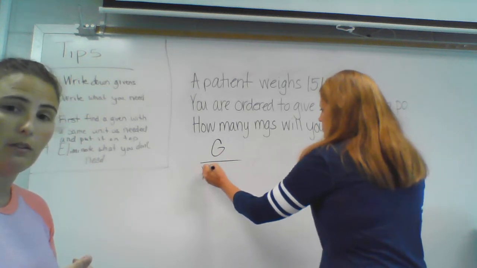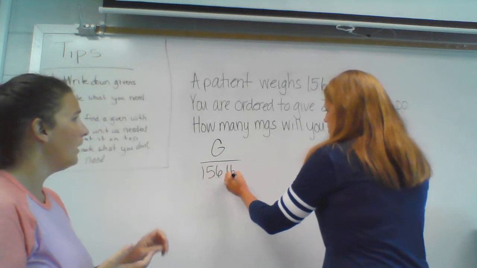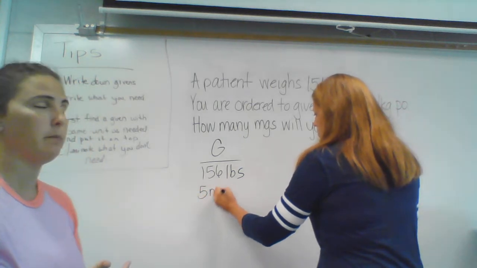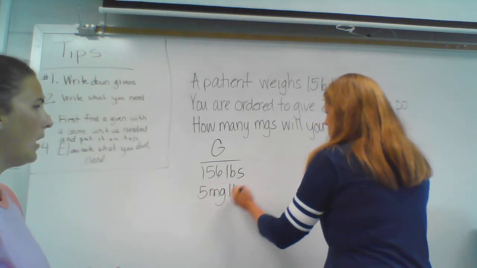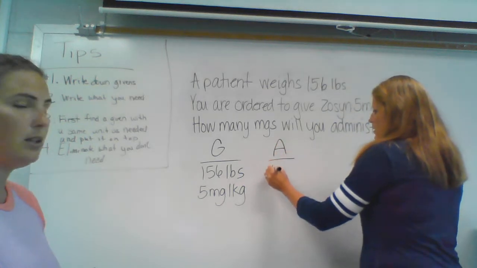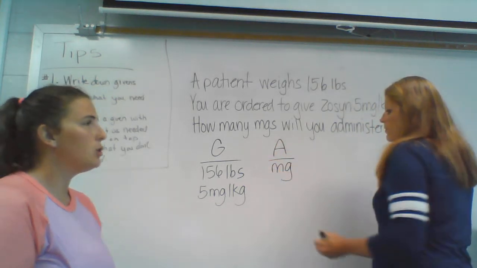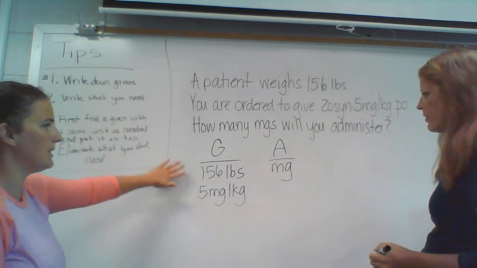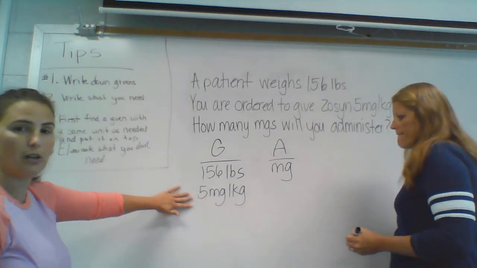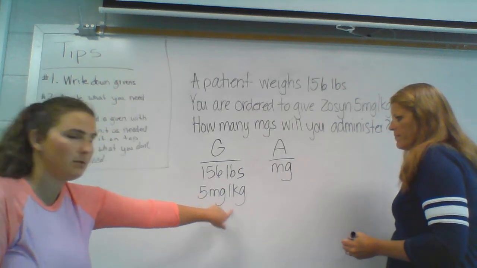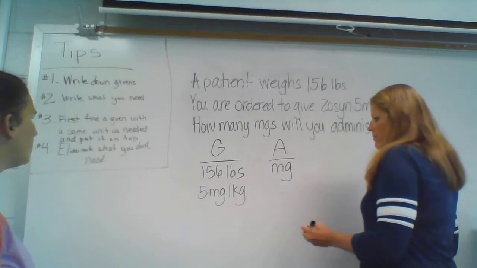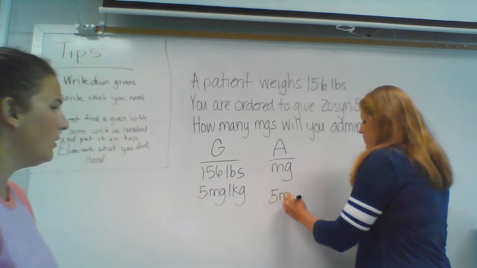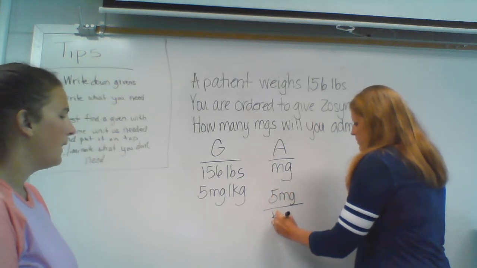We know she weighs 156 pounds. We know that we have a medication that comes in 5 milligrams per kilogram. So our answer is how many milligrams we're going to give. So we're going to set up our problem the exact same way. First, we're going to find a given with the same unit of measure as our answer, which is going to be the 5 milligrams per kilogram. And then we're going to make sure that we write it so that milligrams is on top. So we have 5 milligrams per kilogram.